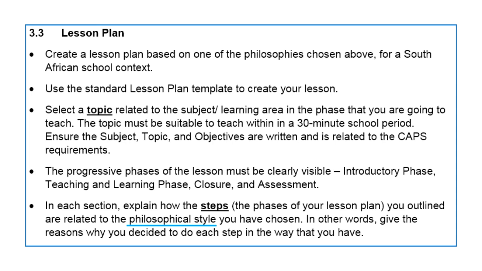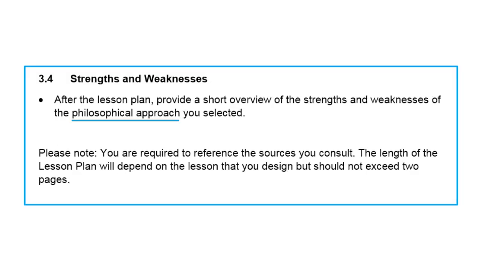In each section, explain how the steps, the phases of your lesson plan you outlined, are related to the philosophical style that you have chosen. You need to have strengths and weaknesses. After the lesson plan, provide a short overview of the strengths and the weaknesses of the philosophical approach that you selected. Please note you are required to reference.